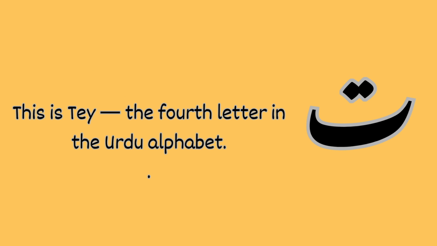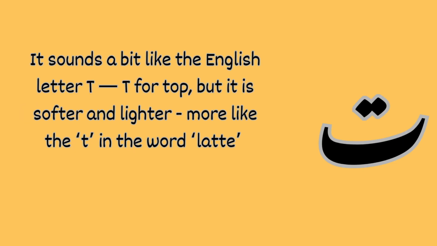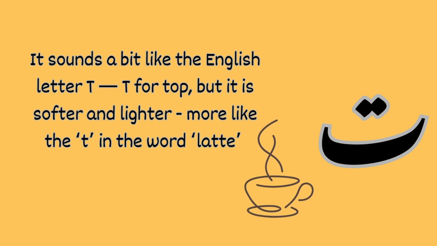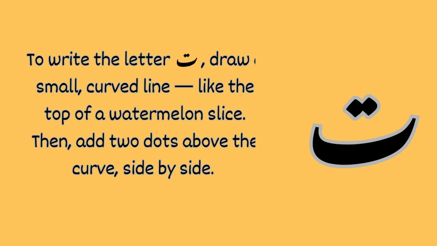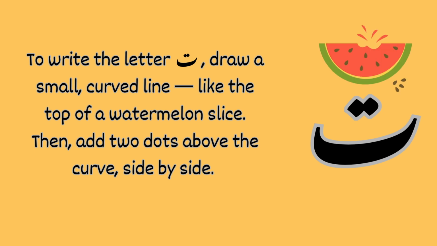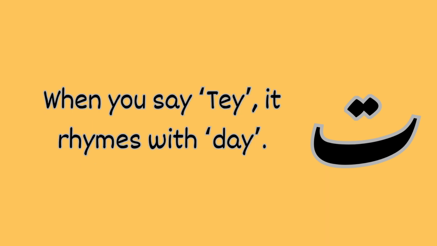This is Ttay, the fourth letter in the Urdu alphabet. It sounds a bit like the English letter T, like T for top, but it is softer and lighter, more like the T in the word latte. To draw the letter Ttay, draw a small curved line like the top of a watermelon slice. Then add 2 dots above the curve side by side. When you say Ttay, it rhymes with day.